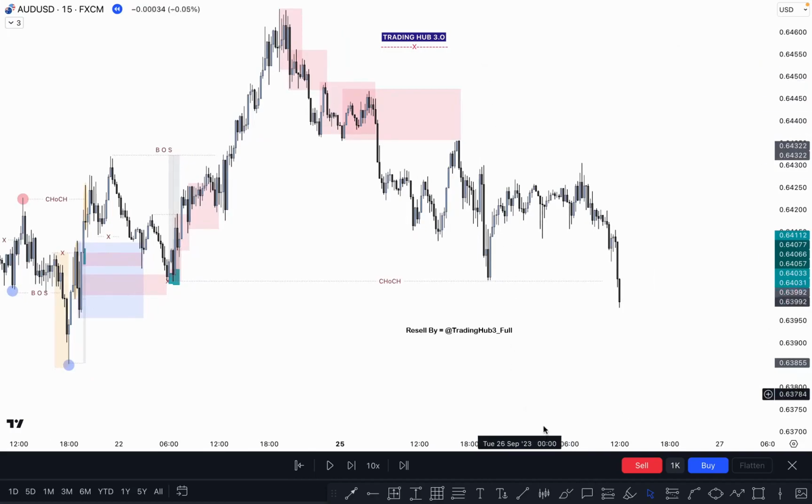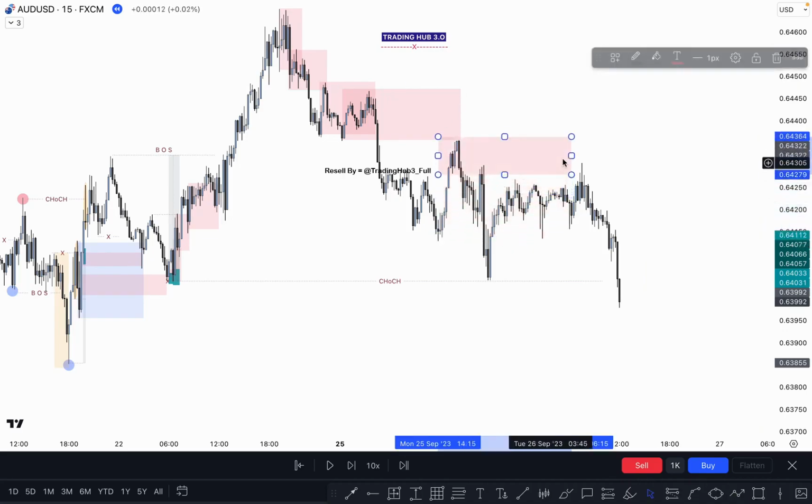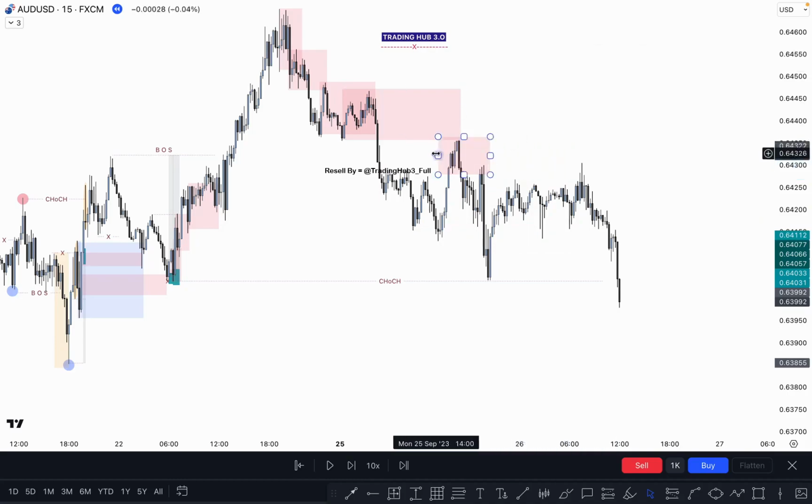After mitigating this one, the market again pushes downside, making the next order flow. Where is our order flow? This one, right? No, this time this point becomes our new order flow right here. Why? I'm going to show you. At this point, what happened here?